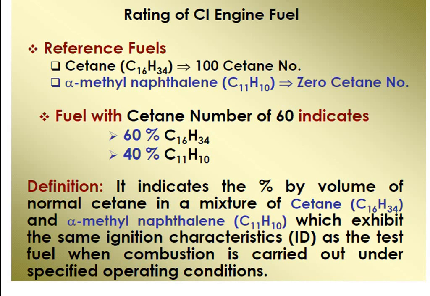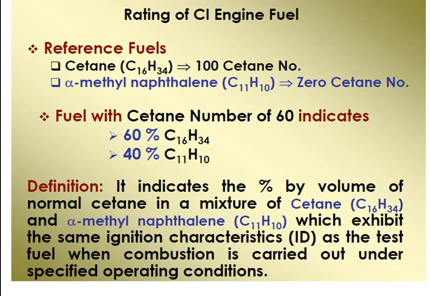Then how are CI engine fuels rated? CI engine fuels are rated on the cetane number. Like in the octane number, there are two reference fuels: cetane, having 100 cetane number, and alpha methyl naphthalene having 0 cetane number. A fuel with cetane number 60 indicates 60% cetane and 40% alpha methyl naphthalene.